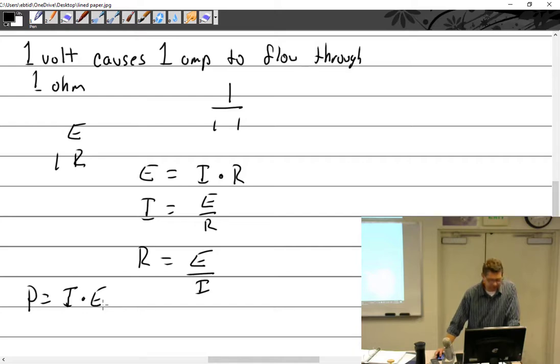Who's first on the scene with this? Was Ohm first? Was Volt first? I don't know. Rich, were you there? I wasn't. I was there.